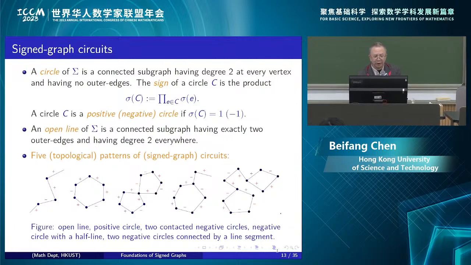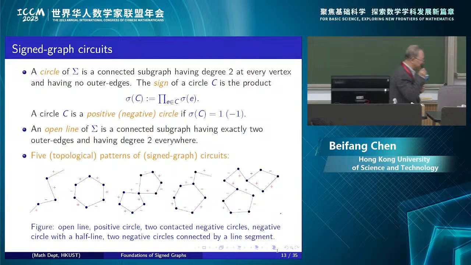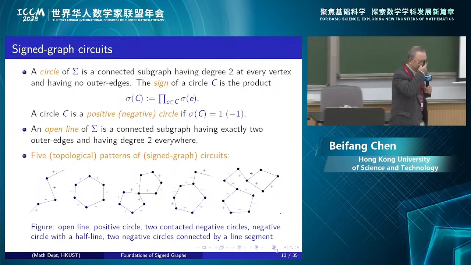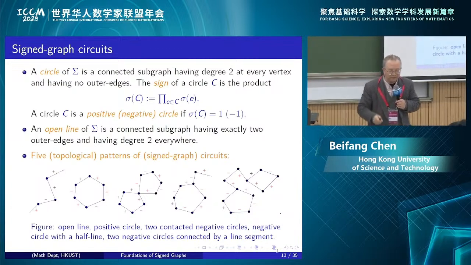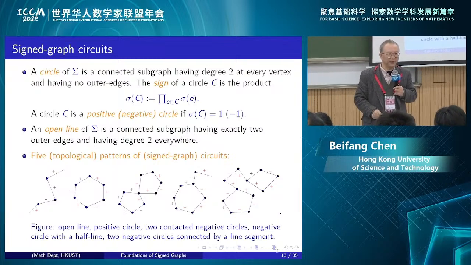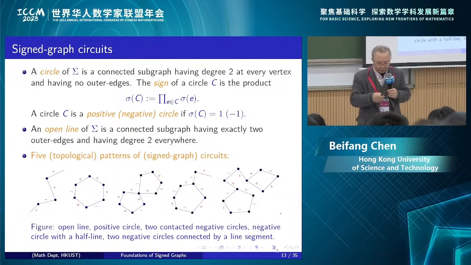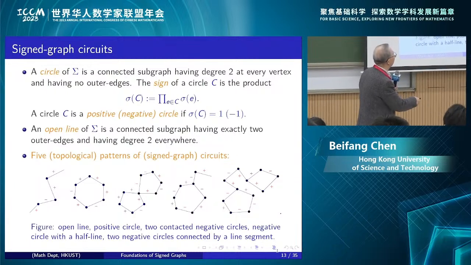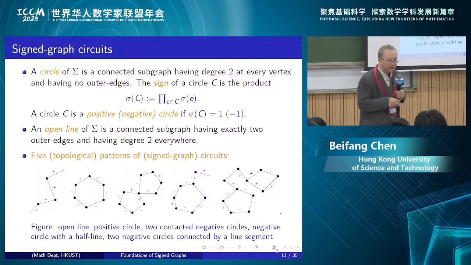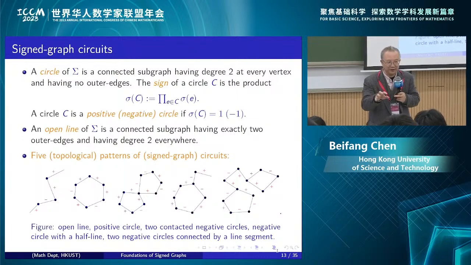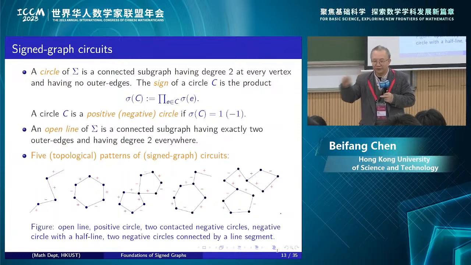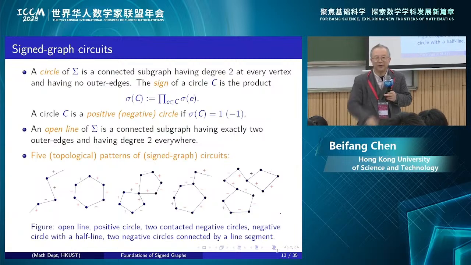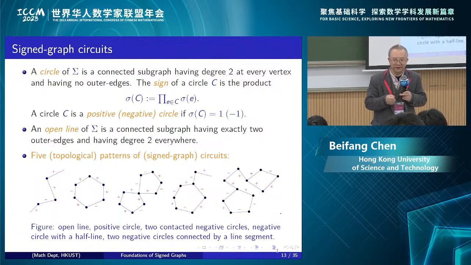Originally, this matroid was first introduced in the 1980s by Zaslavsky, a graph theorist, but he doesn't use this method. He used the five patterns: he defined the five patterns and checked these subgraphs as edge subsets, verifying one by one that they satisfy the axioms of a matroid. Then they called it the frame matroid of the signed graph.